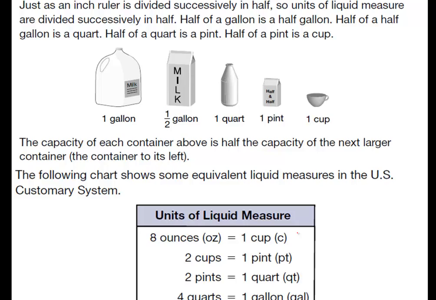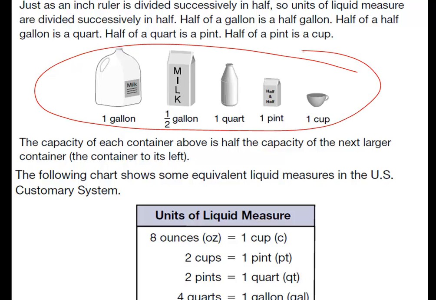Just as a ruler is divided successively into halves, we also take units of liquid measure and divide them successively in halves. A half gallon is called a half gallon. Half of a half gallon is called a quart. Half of a quart is called a pint. And half of a pint is a cup. The capacity of each container above is half the capacity of the next one above.